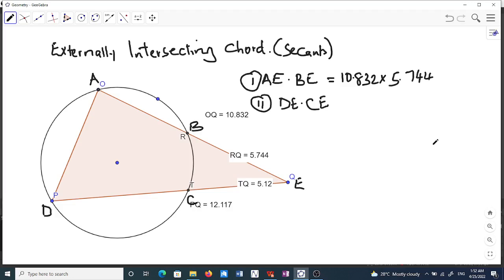That is the first part. Now the second part here is that I'm talking about DE. DE is PQ, which is 12.117, then multiplied by TQ, which is 5.12. So what do we get in the two cases?